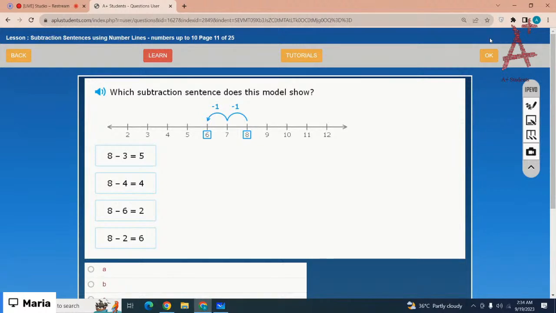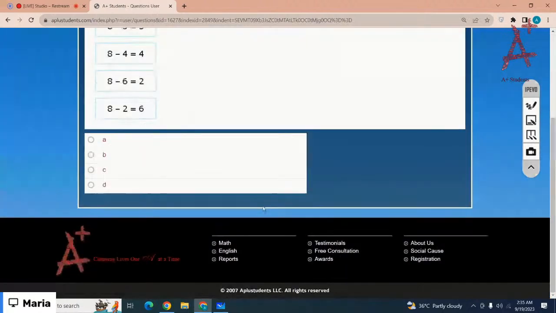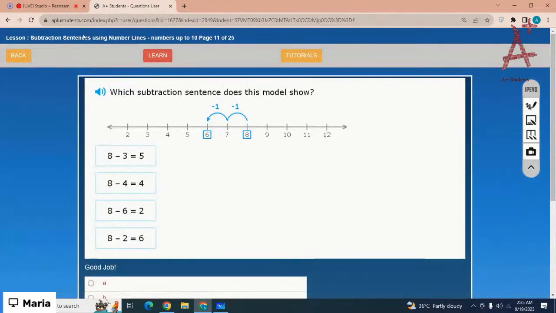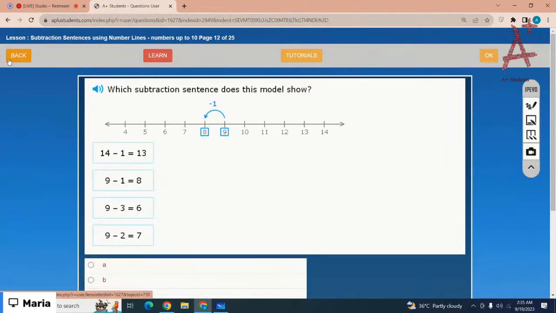Which subtraction sentence does the model show? So, which is the correct option? You started with 8, you go back 2 and you are left with, very good, that would be 6. So, the last option, D, is the correct one. 8 take away 2 equals 6, right? Okay, you can complete the lesson by yourself later today. So, let's just start with the next lesson.